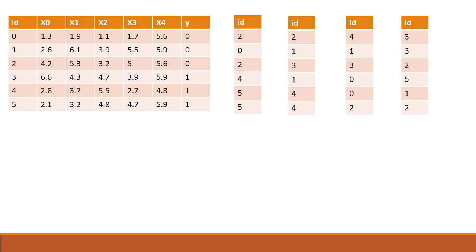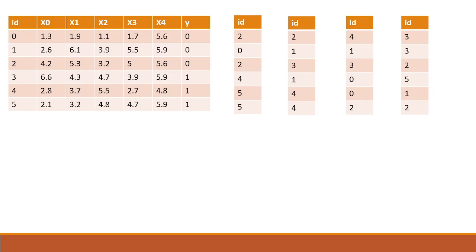Notice that rows 2 and 5 come more than once. That's because we are performing random sampling with replacement. That means after selecting a row, we are putting it back into the data. And here are the rest of the data sets. The process we just followed to create a new data set is called bootstrapping.